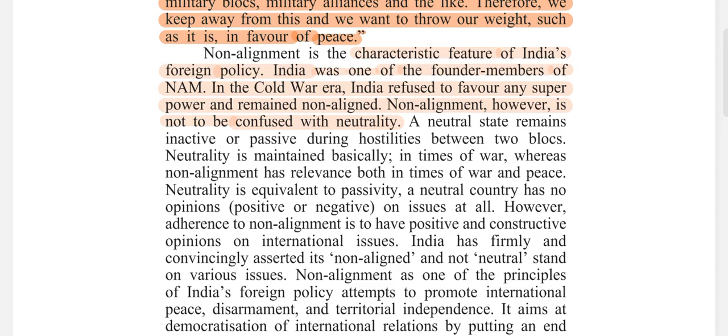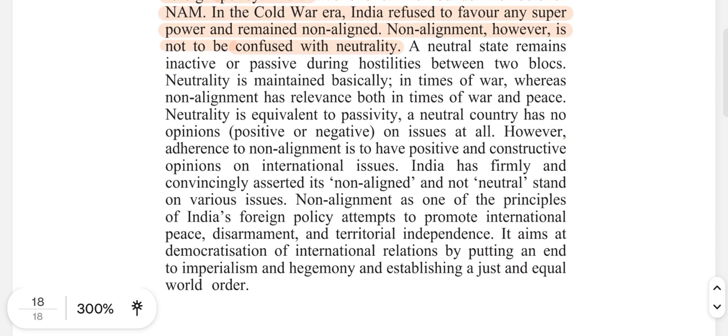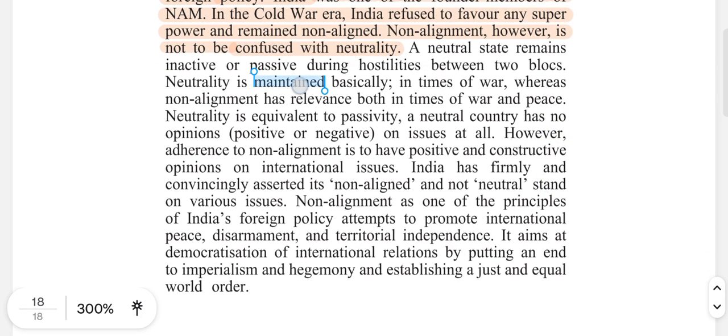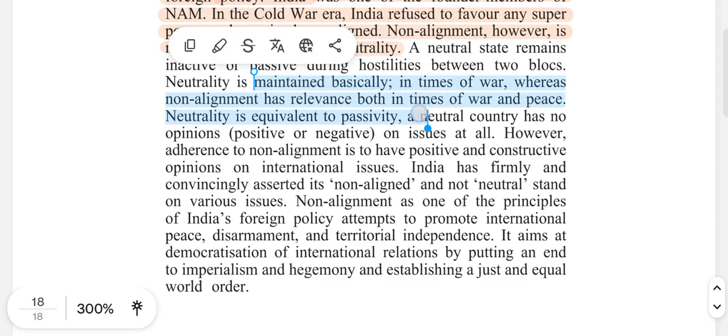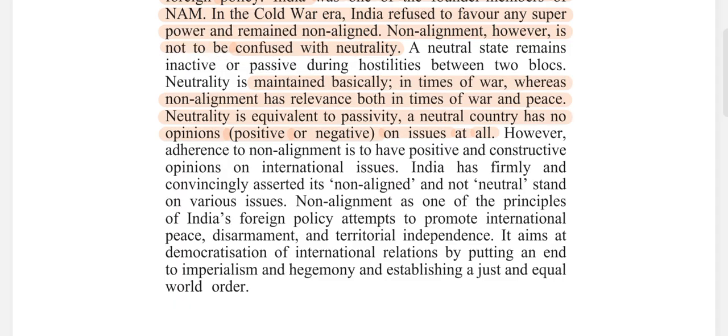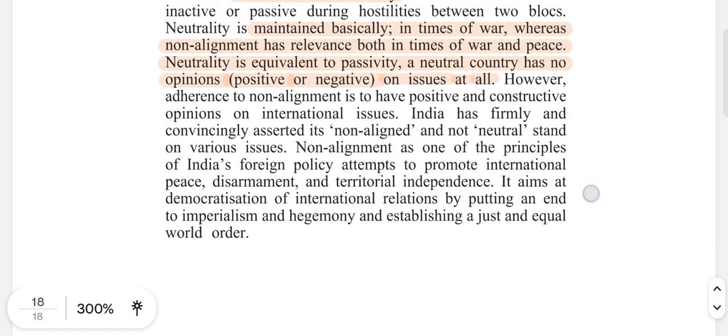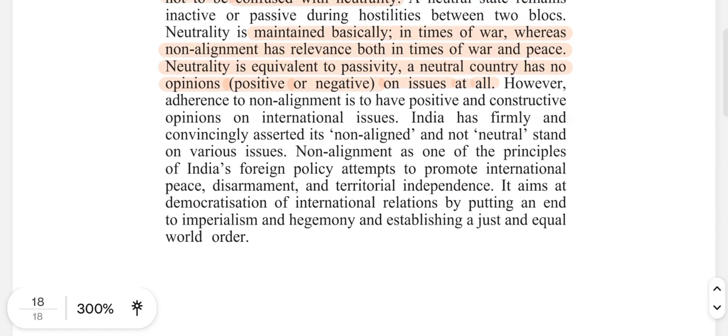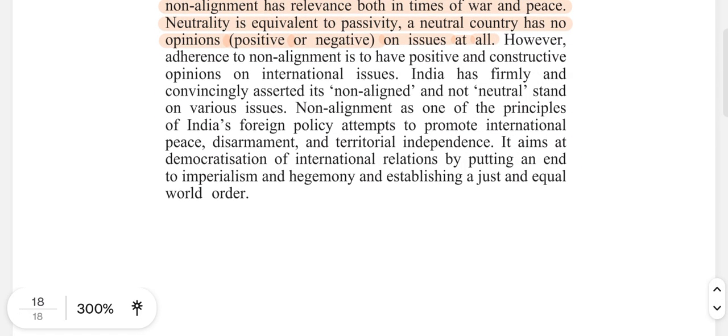Non-alignment, however, is not to be confused with neutrality. A neutral state remains inactive or passive during hostilities between two blocs. Neutrality is maintained basically in times of war, whereas non-alignment has relevance both in times of war and peace. Neutrality is equivalent to passivity. A neutral country has no opinions, positive or negative, on issues at all. However, adherence to non-alignment is to have positive and constructive opinions on international issues. India has firmly and convincingly asserted its non-aligned, and not neutral, stand in various issues.